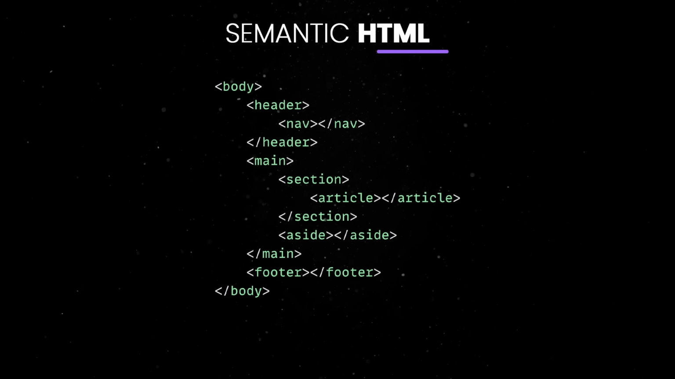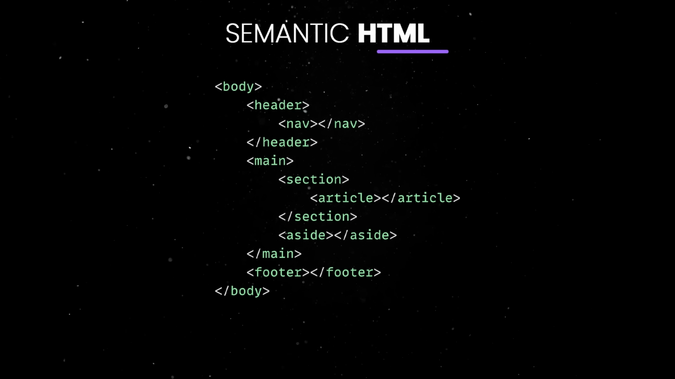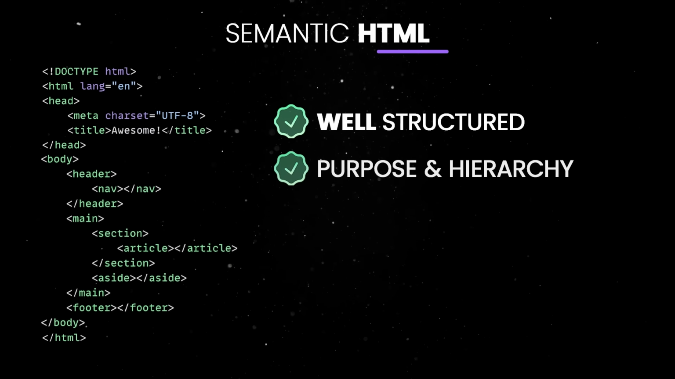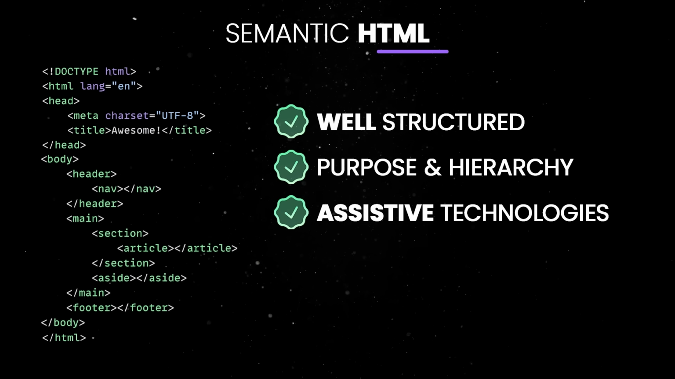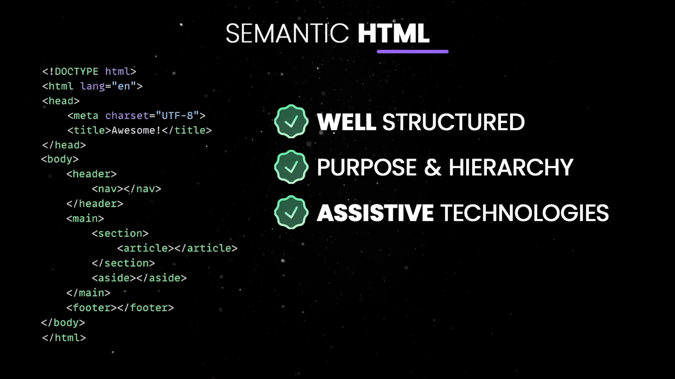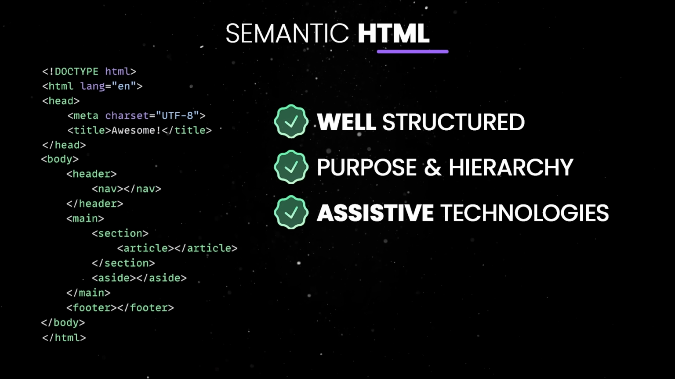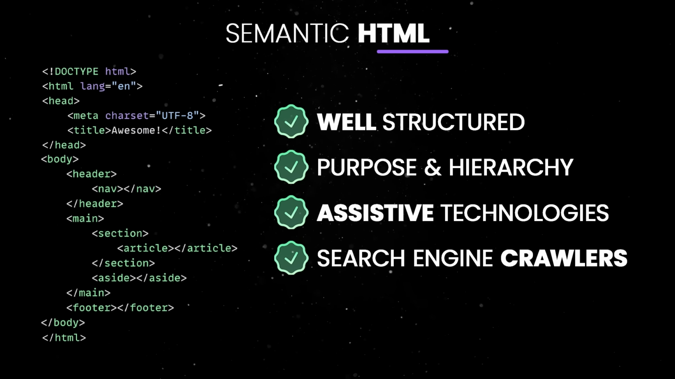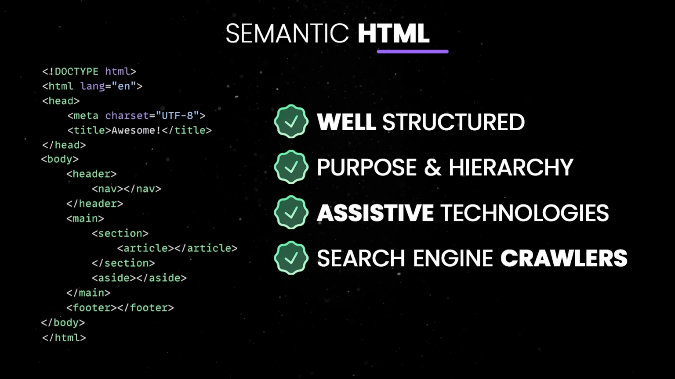Using these elements will make your HTML more than just a collection of boxes. The HTML becomes a well-structured document that communicates purpose and hierarchy. Assistive technologies, like screen readers, use these cues to help users navigate and understand content. Search engine crawlers also understand semantic markup, which can lead to better indexing and potentially improved search rankings.